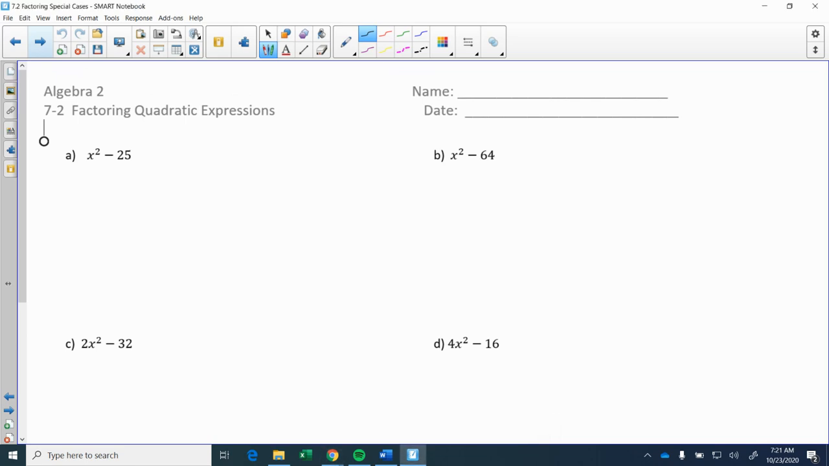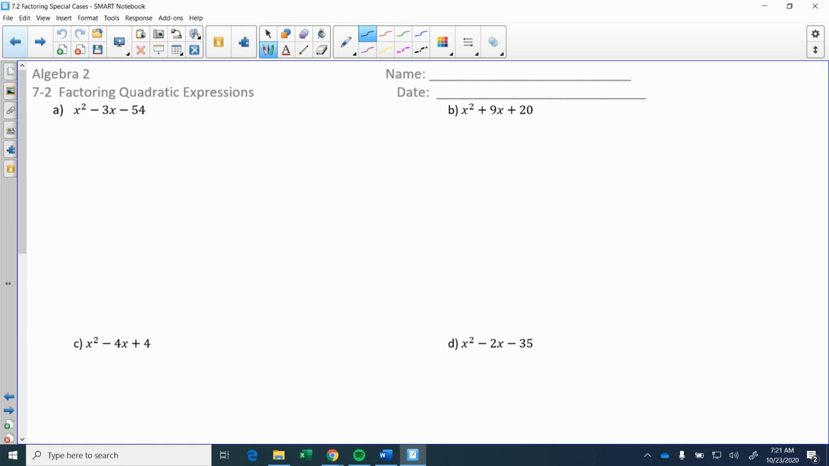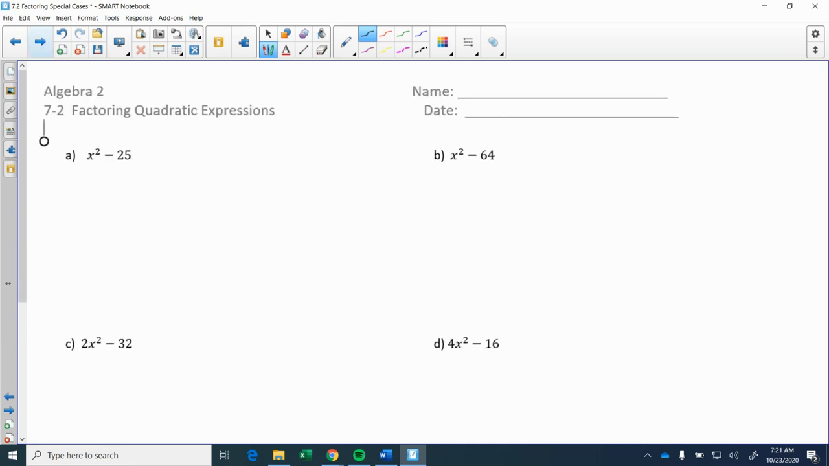Well, for these particular problems, these are what we call binomials. There's only two terms. And if you think about it, compare this one to what we see on letter A here. We're missing that middle value. We always have an X value in the middle. And unfortunately for these, we don't. It's X squared minus 25.